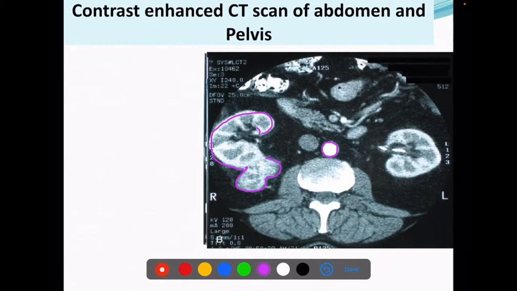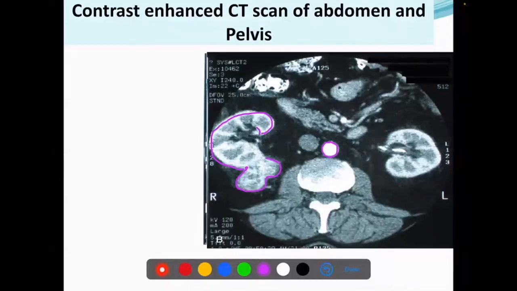Before IV contrast, the tumor was grayish in color, hypodense, slightly light grayish in color. After giving contrast, the tumor took contrast. This indicates that this tumor is very vascular and taking contrast.